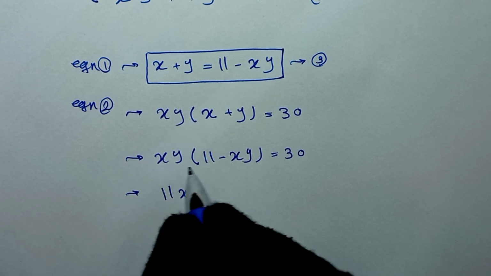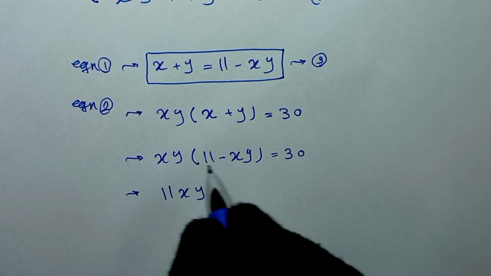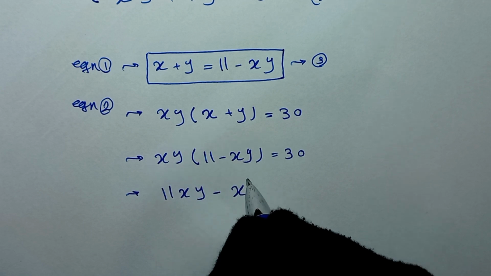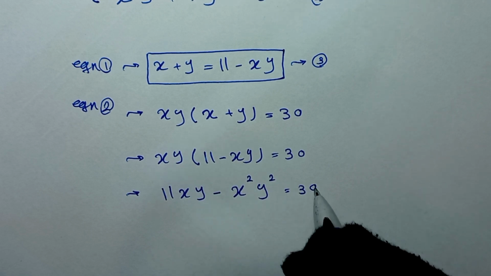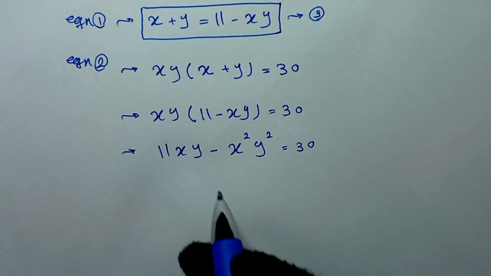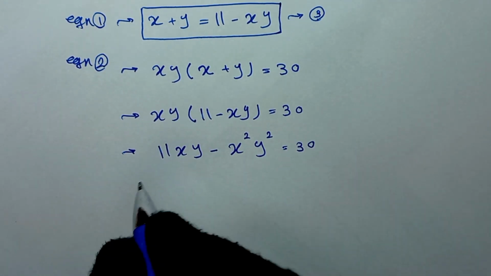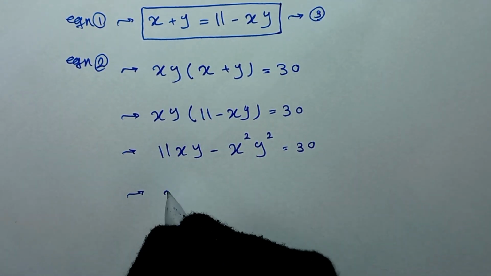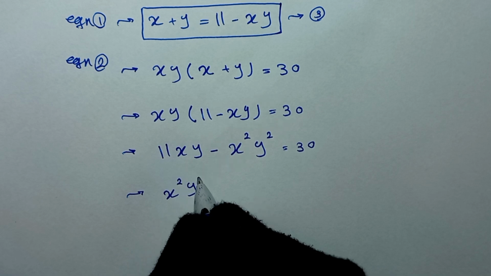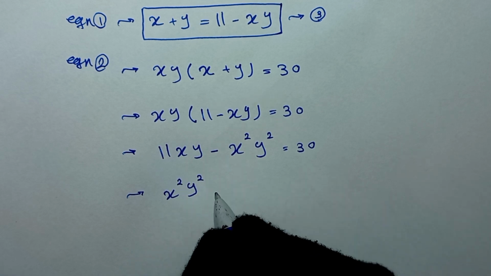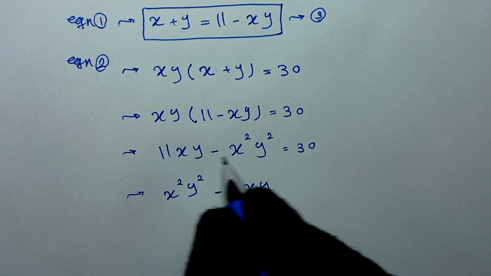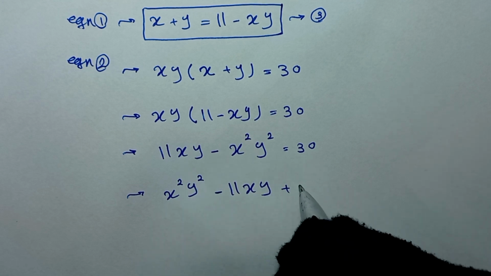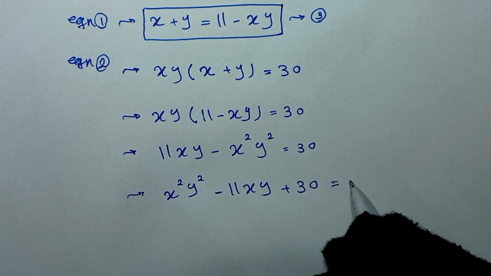And it will be 11xy minus x squared y squared is equal to 30. And next step, we take these two parts to this side and it will be x squared y squared minus 11xy plus 30 is equal to 0.